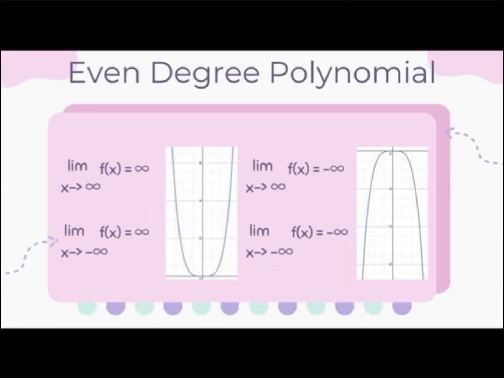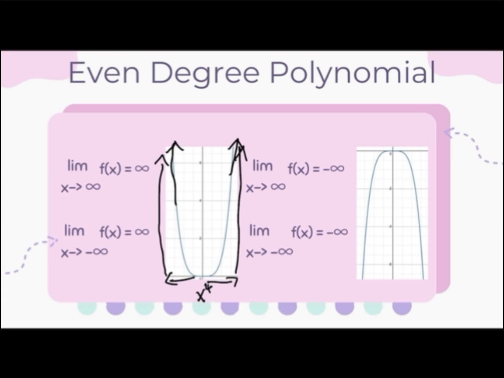Now let's talk about even degree polynomials. On the left side, same as the first slide, is a positive leading coefficient, and this one is the graph of x to the fourth power. So the limit as x approaches infinity, f of x also approaches infinity, because as x gets really big, f of x also gets really big. So it turns positive infinity. And as x approaches negative infinity this way, f of x approaches infinity. So it also points up at positive infinity.